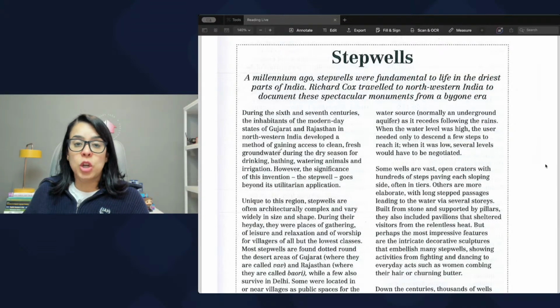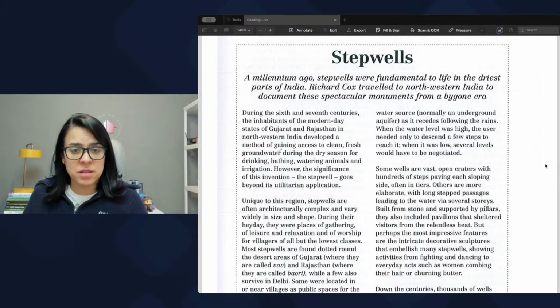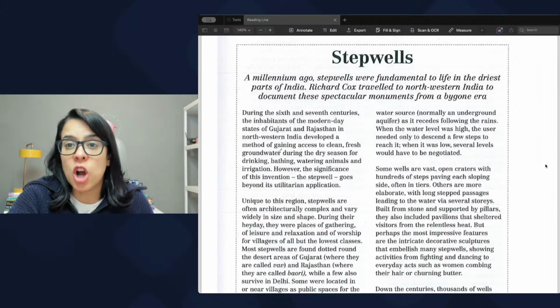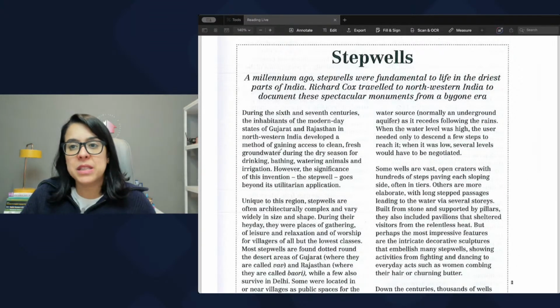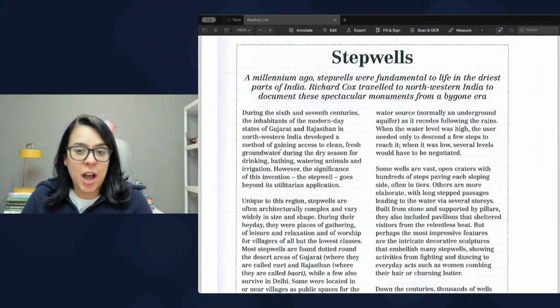However, I think it is very important for you to know what the text is about. So the first thing you're going to do is to take a look at the heading and the subheading. So let's read the heading and the subheading together. Stepwells. A millennium ago, stepwells were fundamental to life in the driest parts of India. Richard Cox traveled to northwestern India to document these spectacular monuments from a bygone era.